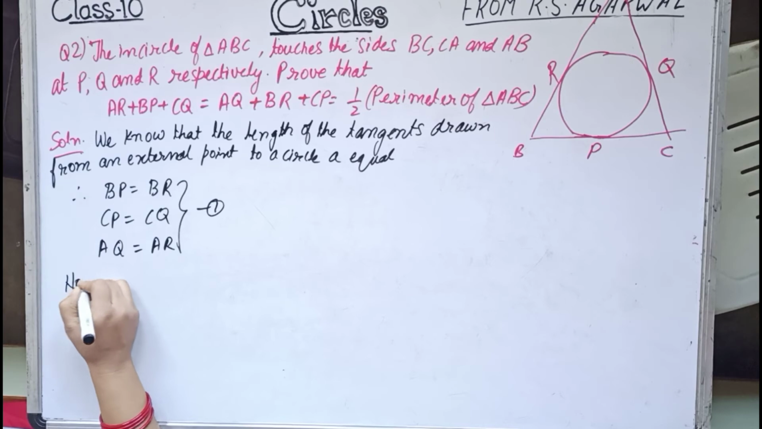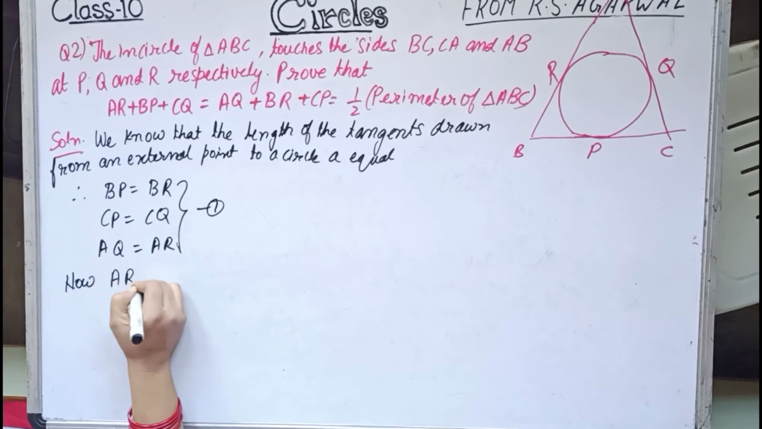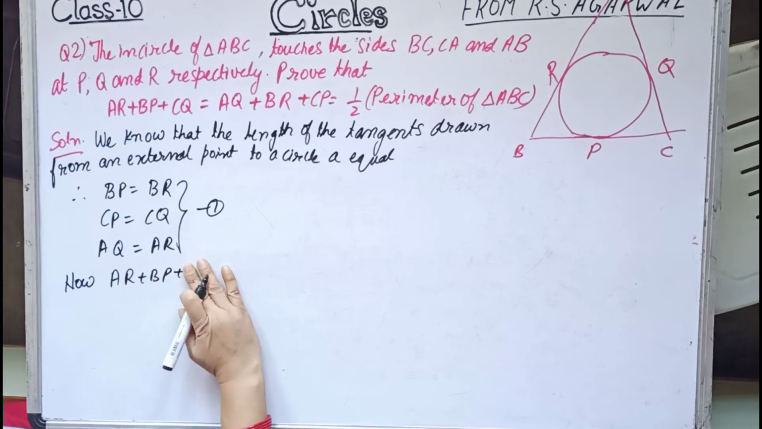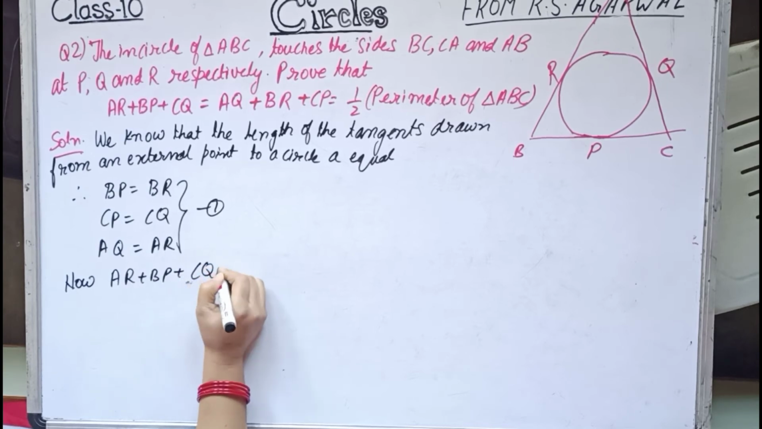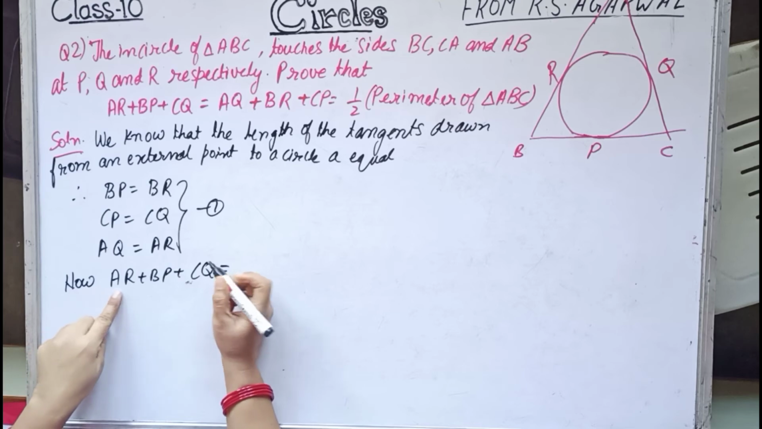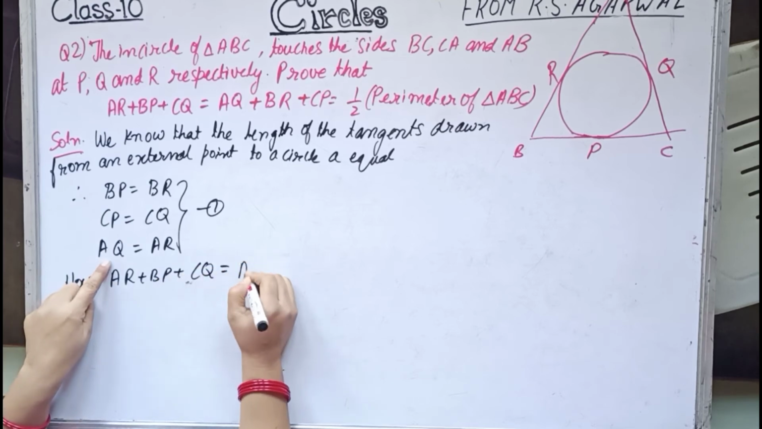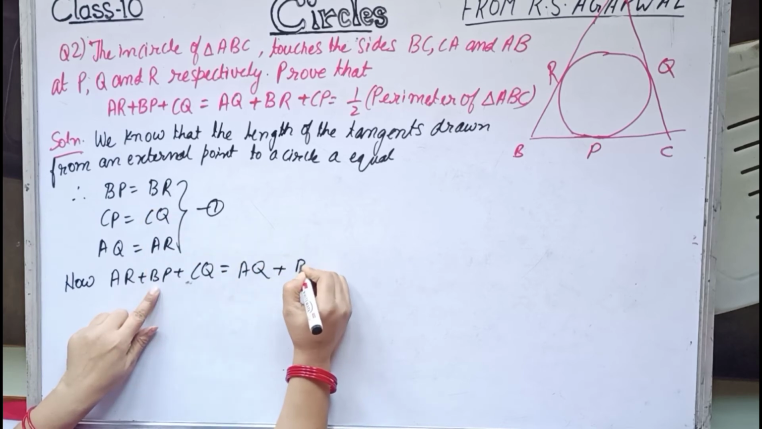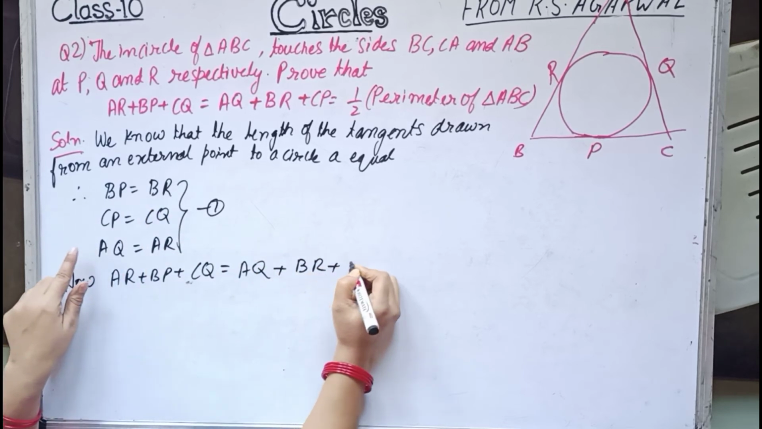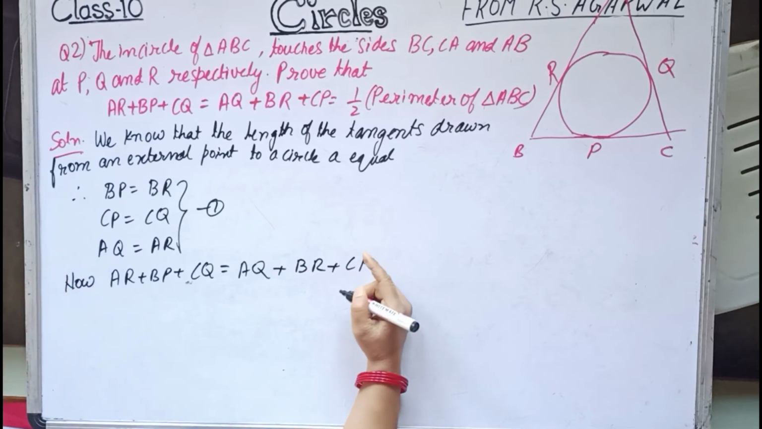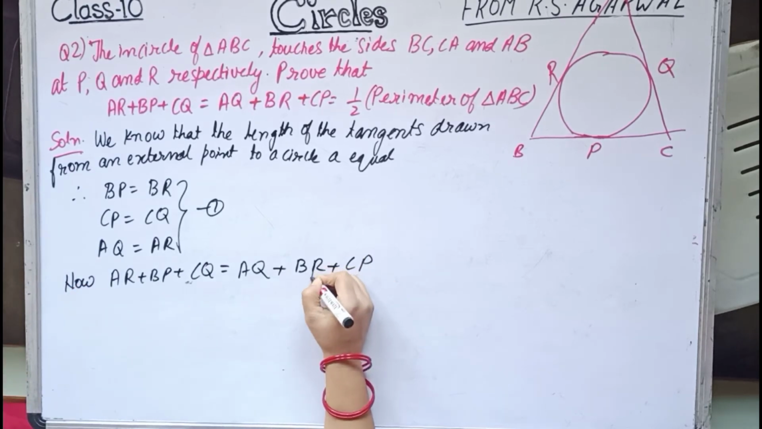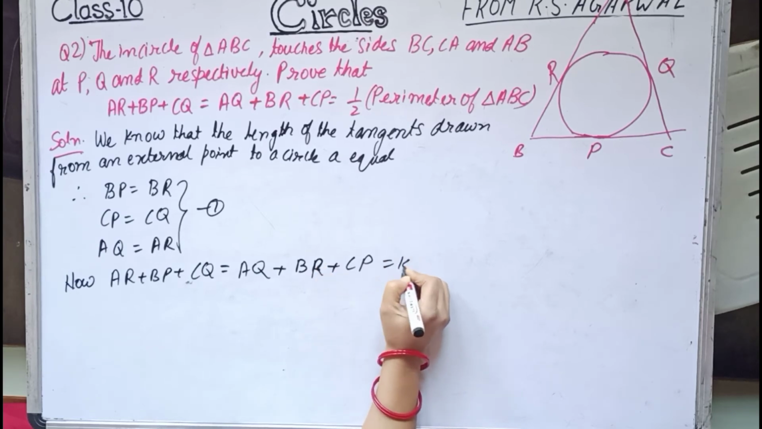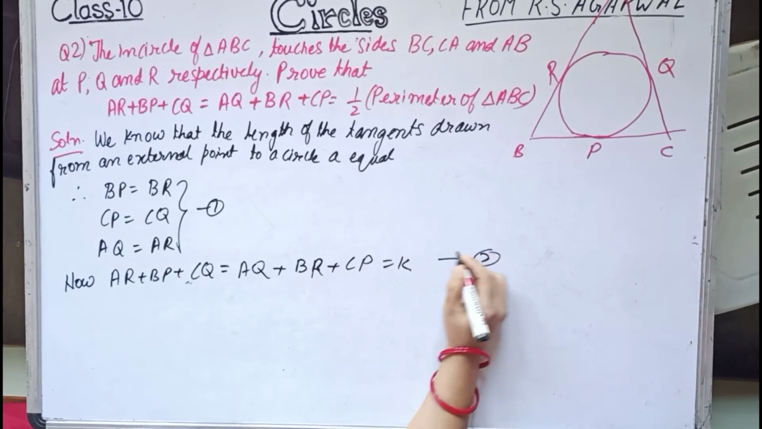Now AR plus BP plus CQ equals, in place of AR we will be writing AQ, in place of BP we will be writing BR, and in place of CQ we will be writing CP. So these two are equal, which means their sums are equal. So let us suppose it as a constant, K. Let us make it equation number 2.